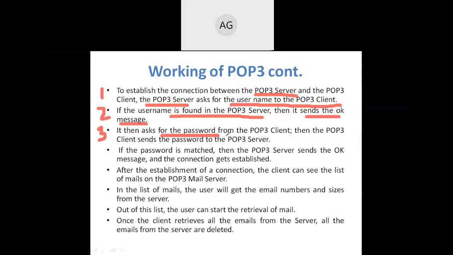It then asks for the password from the POP3 client. Then the POP3 client sends the password to the POP3 server. If the password is matched, then the POP3 server sends the OK message and the connection is established. So in order to exchange messages between the client and server, the connection needs to be established first, and this connection is established when the username and the password are checked by the server, and it sends the OK message to the client.